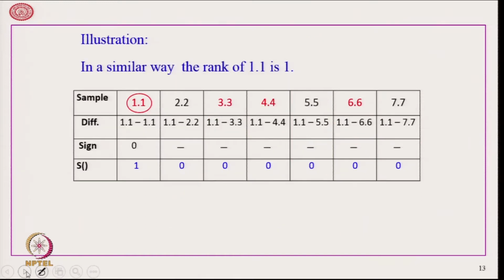Another example, what is going to be the rank of 1.1? So, what we are doing, from 1.1 we are subtracting all the observations and all of them are minus except 0. So, in the S function we get only 1 1 and remaining all zeros. Therefore, rank of 1.1 is equal to 1.